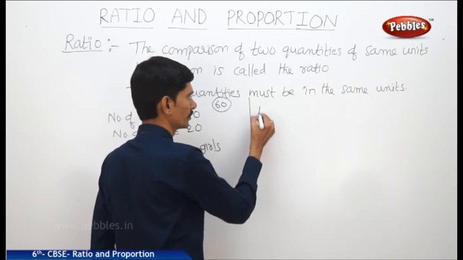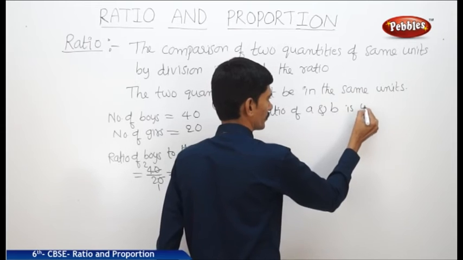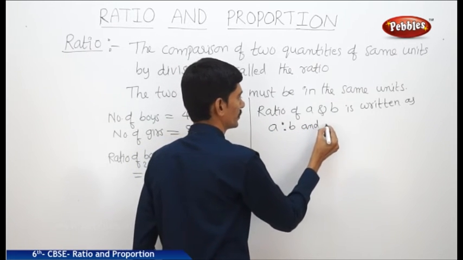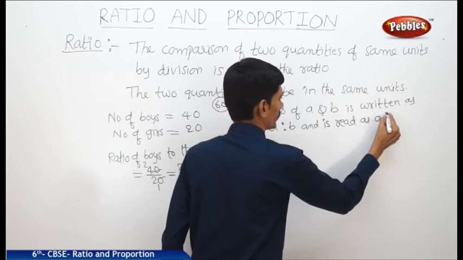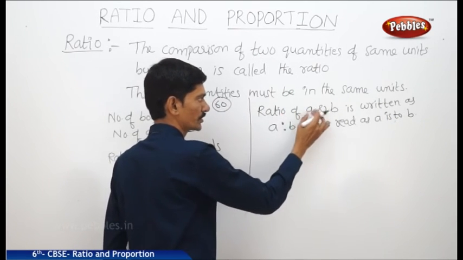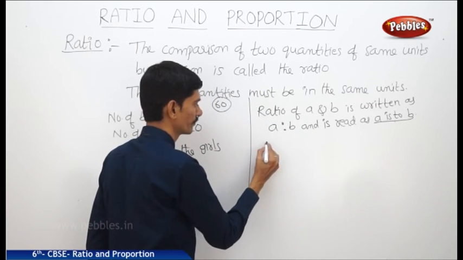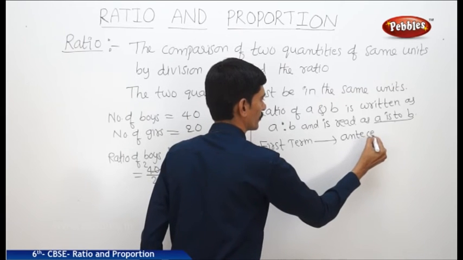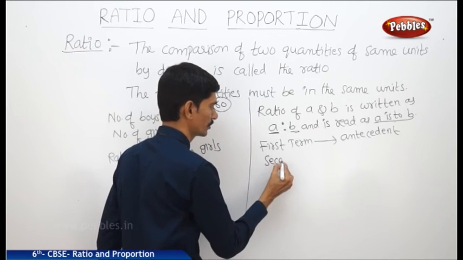So the ratio of two quantities A and B is written as A is to B, and it is read as A is to B. So here the first term A is called antecedent and the second term B is called consequent.